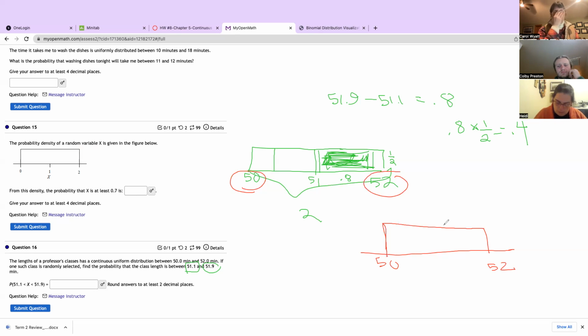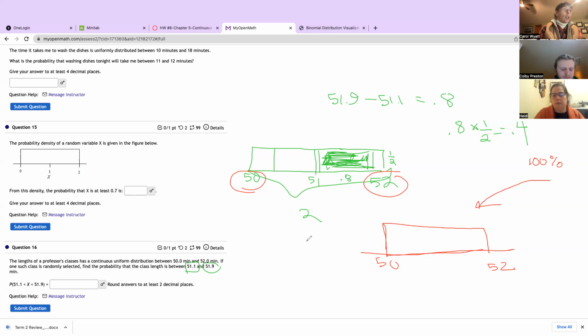Right. So the area of this rectangle has to be 1 because this has to have 100% of all the different possible lengths in minutes that a professor can talk. So his class could be 50 minutes long or 50.3 minutes long or 50.4 minutes long. It has to contain all the possibilities from 50 to 52. That makes sense so far?